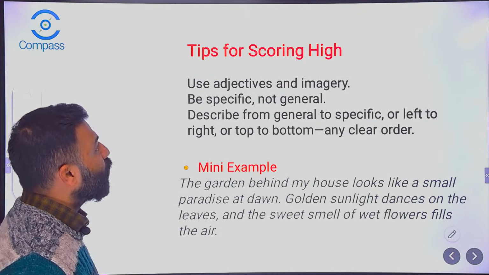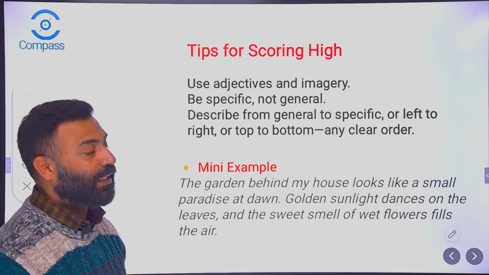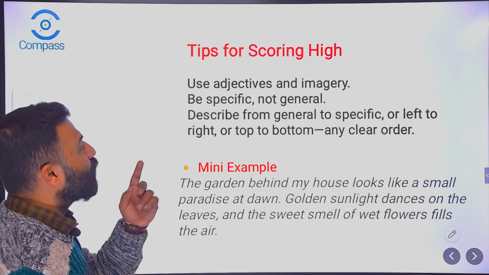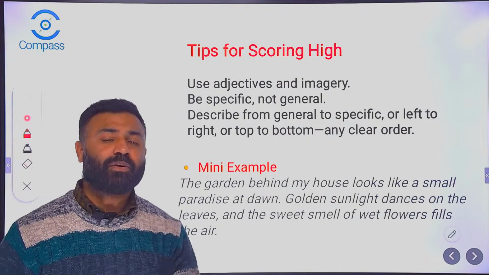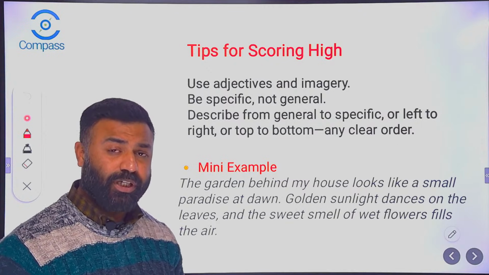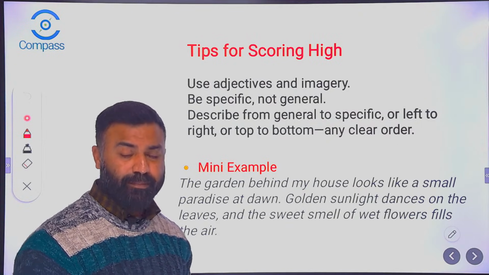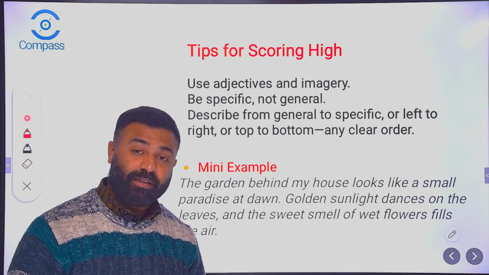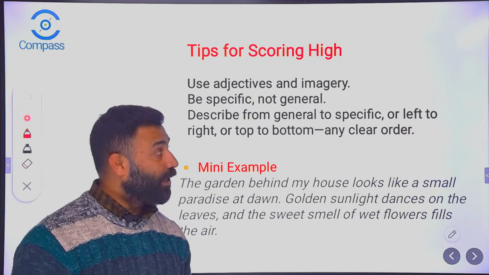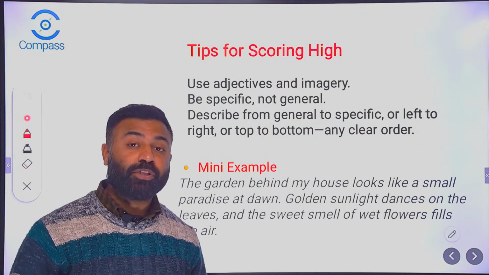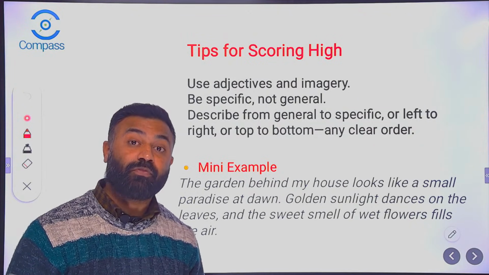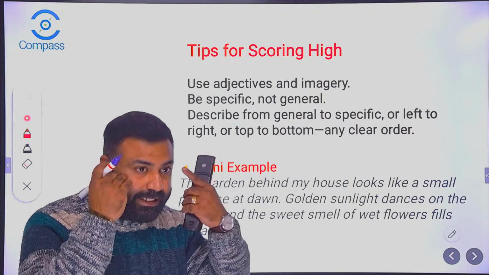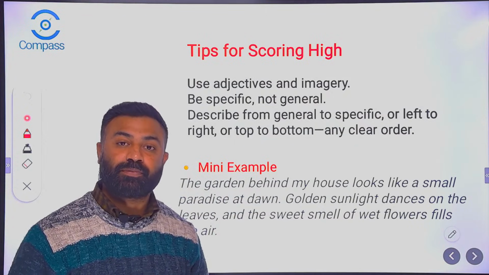Okay, tips for scoring high. Very important. The first line talks about using adjectives, which you people are very good at, right? Adjectives, describing words, use them. Okay, imagery. You know what is imagery? There are different types of imagery, but here we are talking about visual imagery. Visual comes from the word vision. Something that you can see through the imagination.